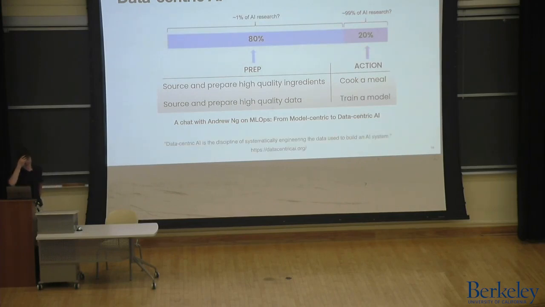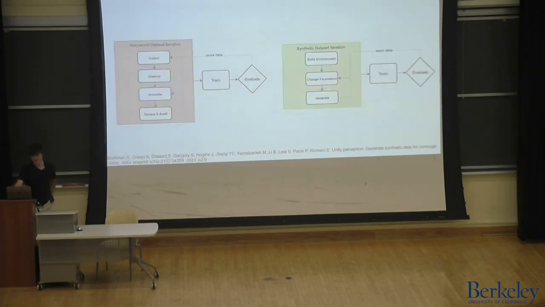He defined data-centric AI as the discipline of systematically engineering the data used to build an AI system. So can we think a little bit more about that 80% as opposed to just the 20%? And this is where this concept of synthetic data comes in, which maybe some of you have heard of. The idea of not only using real-world collected and labeled and annotated data, but actually coming up with pipelines that can do that synthetically, that is computationally.